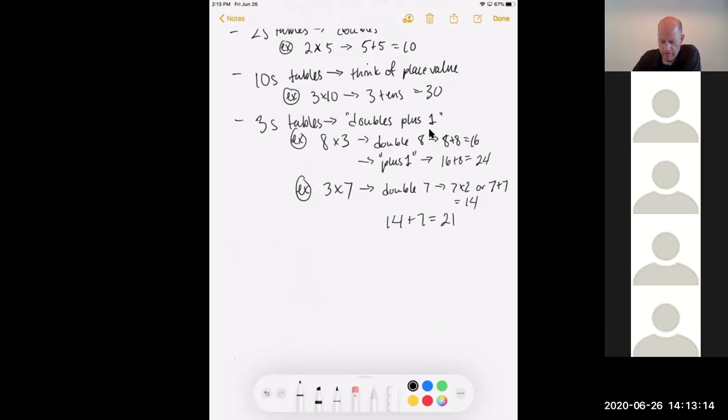Some people might count on from 14 up to 21 on their fingers, and that's okay. The more they practice it, the more automatic it will get, to where they can associate 3 times 7 with 21.